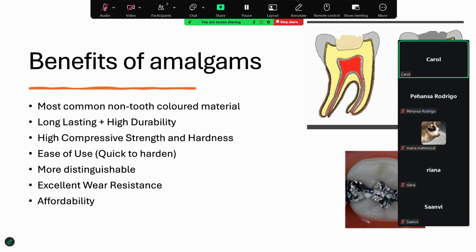So let's talk about the benefits of dental amalgams. So firstly, dental amalgams are known as one of the most common non-tooth colored materials, which means that the amalgam alloy is not the same color of your tooth compared to other restorations, like composite fillings, for example. Secondly, they are quite long lasting and are high in durability, which means that you'll need fewer replacements across your lifetime, and the amalgam itself can withstand heavy biting forces, and which therefore makes them lower maintenance overall.